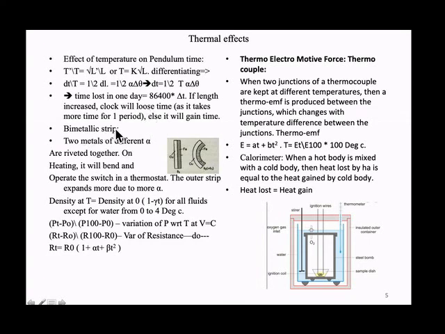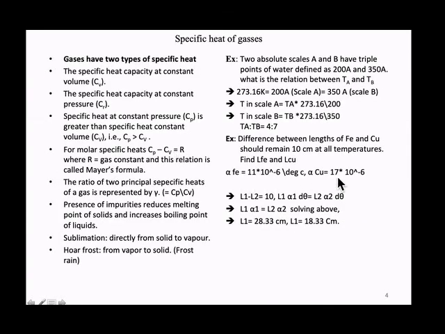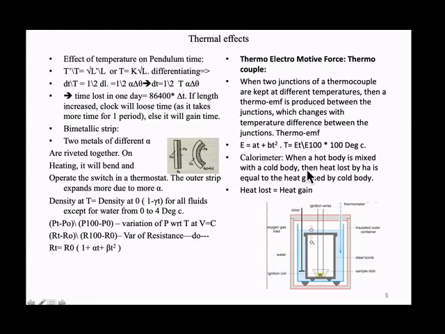Let us see the bimetallic strip. There are two metals: this is iron, this is copper. We know alpha of copper is more than iron. Here we have seen alpha of copper is 17 × 10⁻⁶ and iron is 11 × 10⁻⁶ per degree centigrade. So 17 is more than 11.